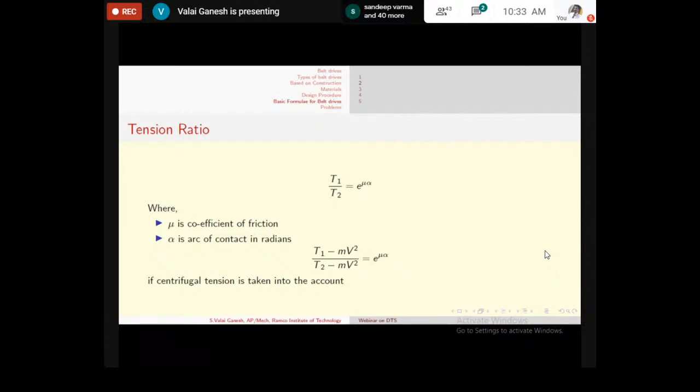Whenever a pulley is rotated, a centrifugal force is normally exerted from this pulley. So whenever we consider the centrifugal force or centrifugal tension, the formula is modified as (T1 minus mv square) divided by (T2 minus mv square) equal to e power mu alpha, where m is the mass of the belt per unit length, and v is the velocity of the belt. So whenever you consider the centrifugal force, you need to calculate from this formula. Whenever you neglect centrifugal tension, you calculate the T1 and T2 values from the first formula.